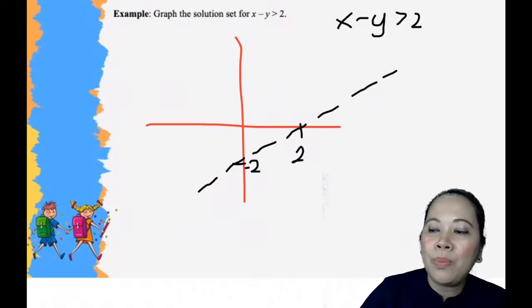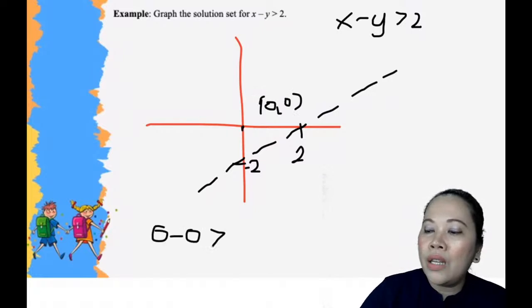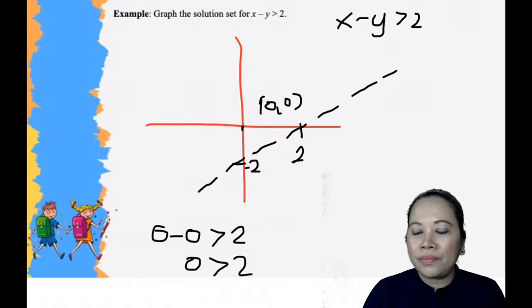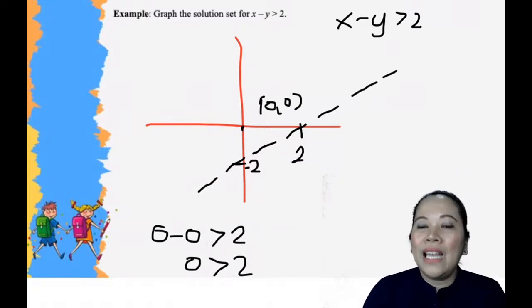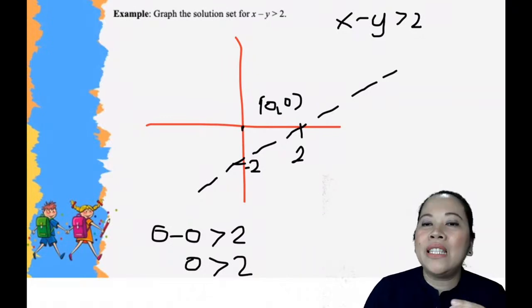Now, since you have already drawn your line, you use the test point. Again, where is the test point? The test point is 0, 0. So 0 minus 0 greater than 2. Is 0 greater than 2? Yes, that's correct. It's the opposite side. If it doesn't satisfy the inequality, then you shade the opposite side.